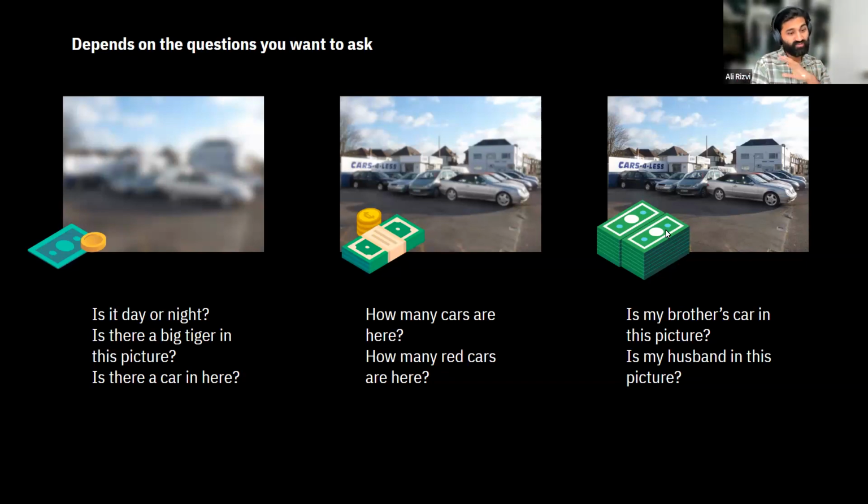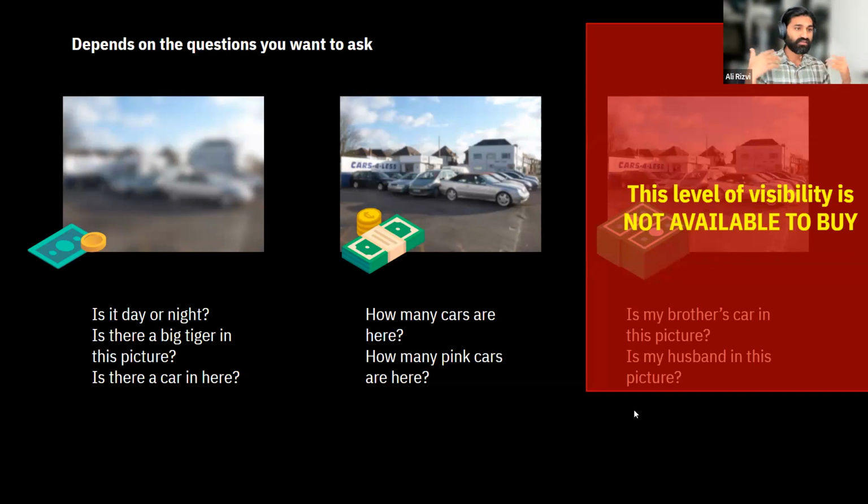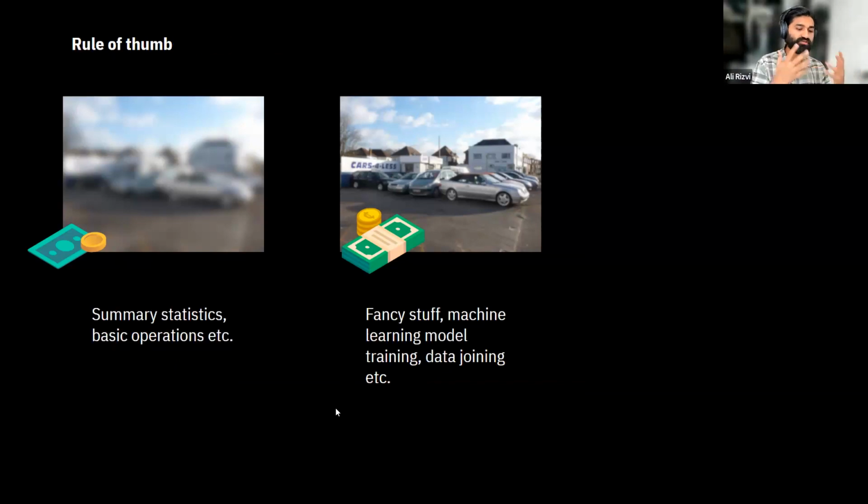And then when you have 100% of the data, when you have spent all the thousands of epsilon, you can ask very private questions. You can be like, is my brother's car in this picture? Is my husband in this picture? Or you can ask very detailed questions. But of course, because we are doing privacy, the team doesn't let you have this level of visibility. You can't buy this much epsilon. You can't look at all the data. So you are limited to some extent on the questions you can ask, because the data has to have some security.